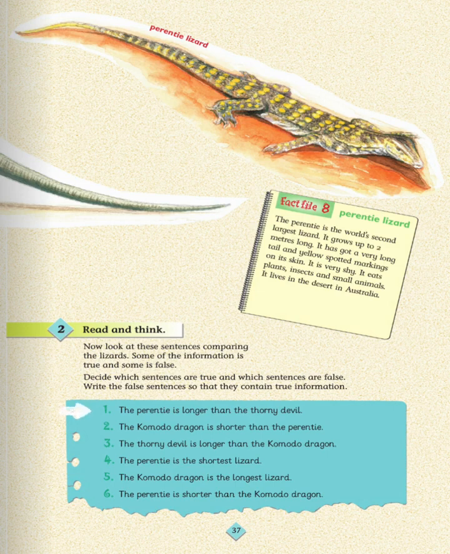1. The Parenti is longer than the thorny devil. 2. The Komodo dragon is shorter than the Parenti. 3. The thorny devil is longer than the Komodo dragon. 4. The Parenti is the shortest lizard. 5. The Komodo dragon is the longest lizard. 6. The Parenti is shorter than the Komodo dragon. I will give you time to solve this one alone. Write true or false. Are you ready?